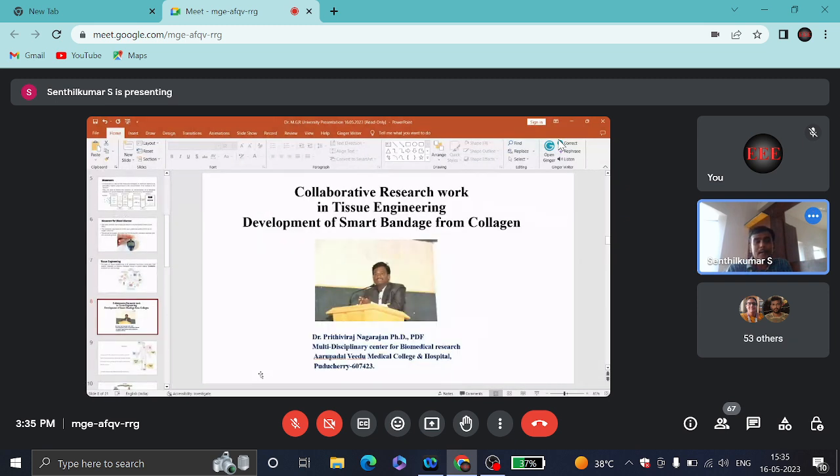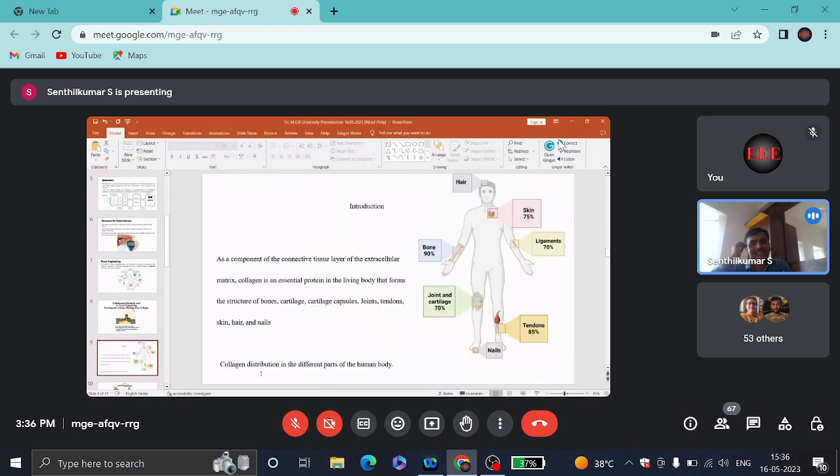Then we go for our collaborative research. Here I joined one year ago. Before that, I worked in Sri Manakula Vinayagar Engineering College. I collaborated with Arupadai Veedu Medical College Hospital. Dr. Preethi Narayanan is one of my collaborators. He developed a smart bandage from collagen. What is the purpose of this bandage? The main purpose of the bandage is wound healing. We go for that research.